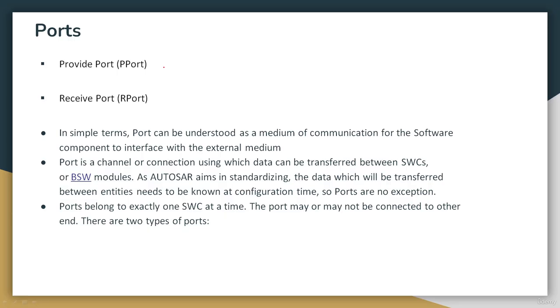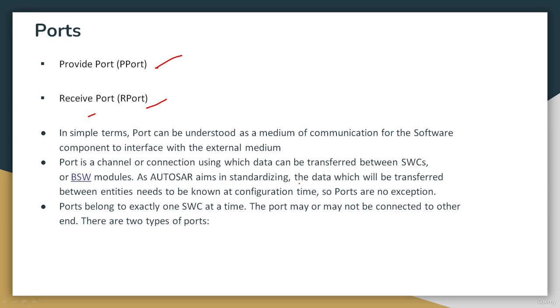Next is ports. So we have two types of port, provider port and receiver port. So provider port will provide certain information. It can be data, it can be a function call, and the receiver port will receive that information. So in simple terms, ports are a medium of communication for software component to interface with the external medium. So port is a channel or connection. Basically, it's a connection which is used for data transfer between software components or BSW modules.